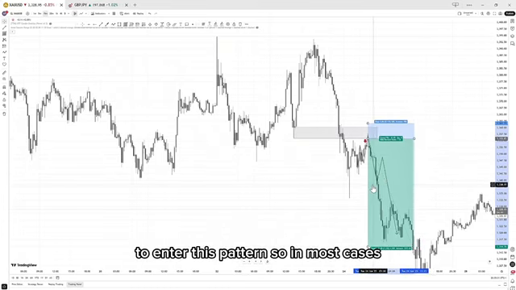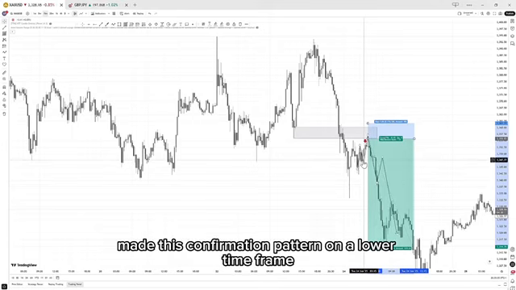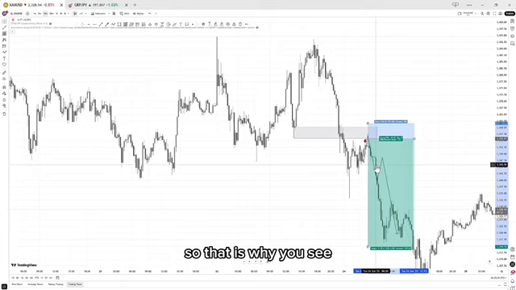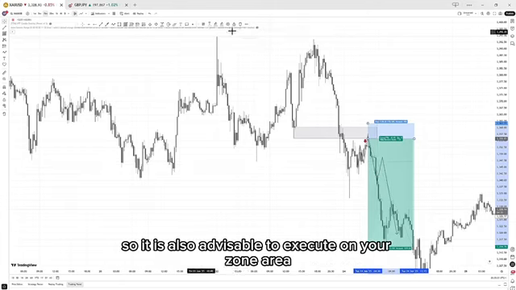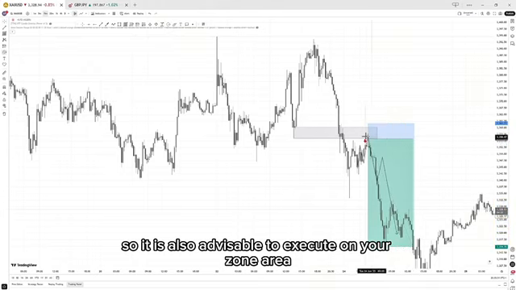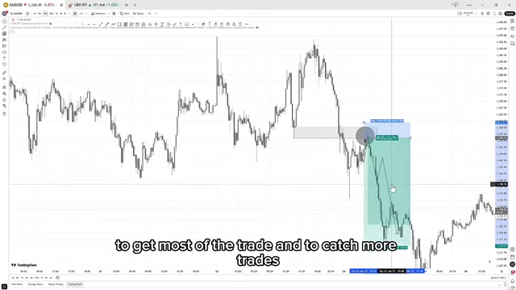So in most cases, the market doesn't actually make this confirmation pattern on a lower time frame. So that's why you actually need to execute on your zone. It is also advisable to execute on your zone area on time, to get most of the trade and to catch more trades.